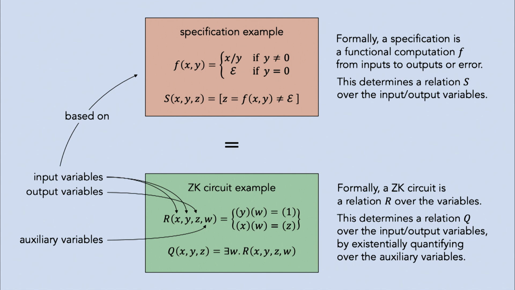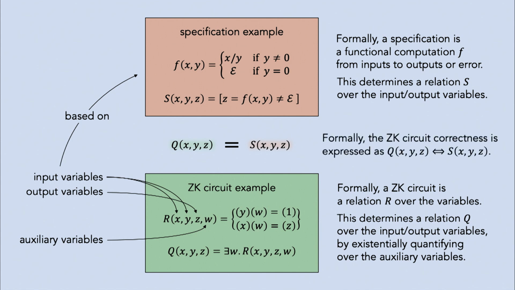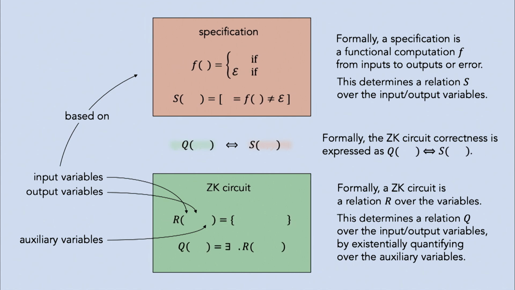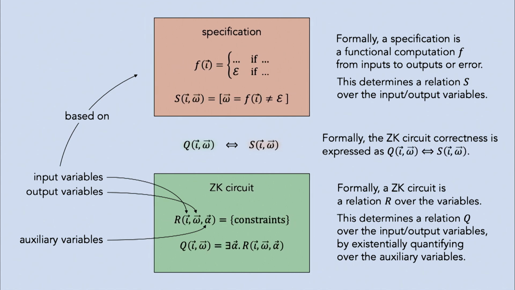So we can say Q holds on x, y, and z if and only if there exists some w such that R holds. Now we are in business. We have Q and S, they have the same shape, and that's what it means for the circuit to be correct, that these two are equal. So that's circuit correctness. This generalizes to arbitrary circuits and specifications which have input variables iota bar, output variables omega bar, auxiliary variables alpha bar, and any computation f that returns something under some condition or error under some other condition.